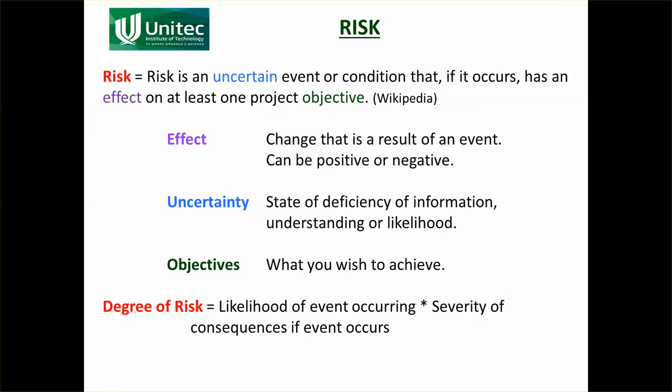Now, another concept you need to understand is risk. You've got these objectives, and there are things that may happen that will affect them. So, for example, it could rain, and that might delay the time on your project. Now, you can't stop it from raining, but you can plan in that if it rains, this is what we're going to do. So you've got a bit of a plan. So risk is an uncertain event or condition. So it raining is an uncertain event or condition. You don't know when it's going to rain. If it occurs, it has an effect on at least one project objective.